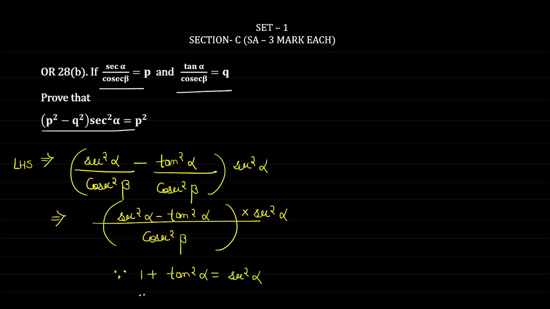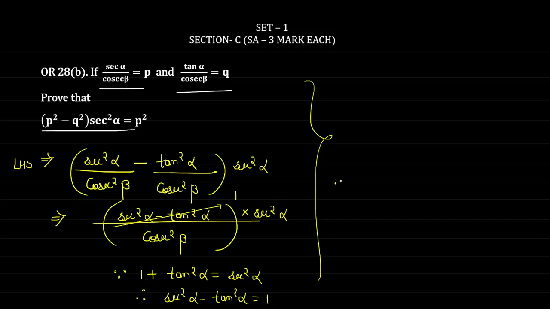So secant square alpha minus tan square alpha will be 1. So this will become 1 here. Let me put the value. So this value becomes 1. 1 divided by cosec square of beta into secant square alpha. This is what we are left with.